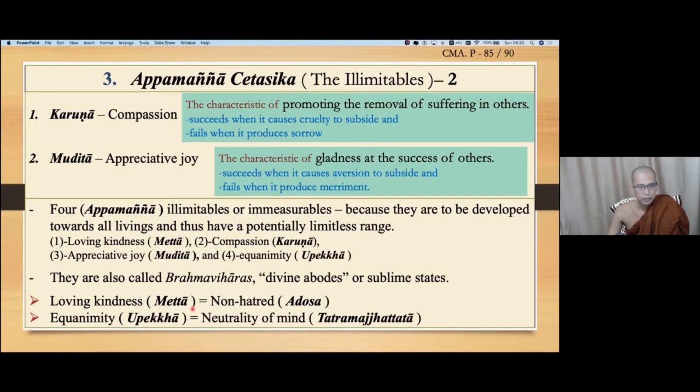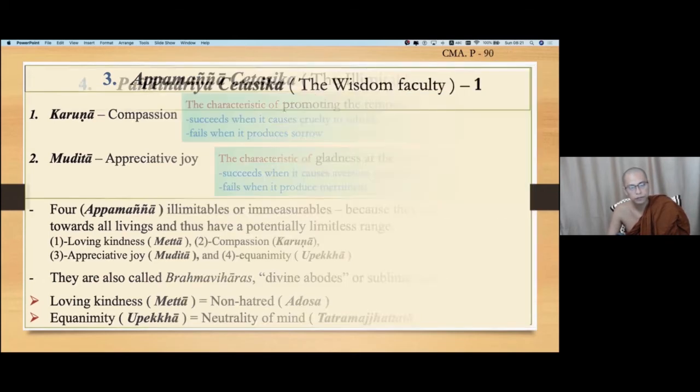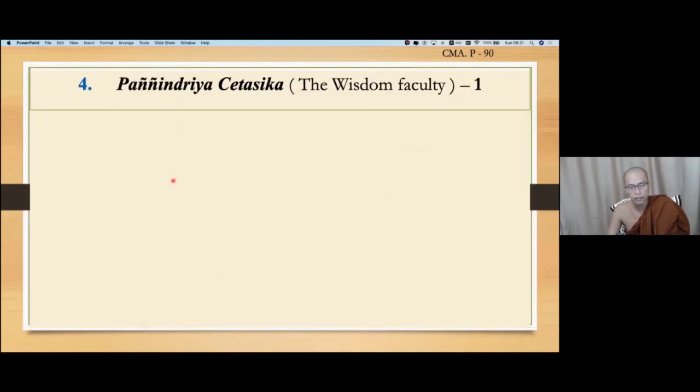Here, loving kindness is equal to adosa, and equanimity is equal to the neutrality of mind. So when we count the Brahma Vihara or the four Appamanya, we count four in number. But if we count the Abhidhamma Cetasika, we count only the two, compassion and appreciative joy. Okay, the last one is Pannindriya, Panna Cetasika, the wisdom faculty.